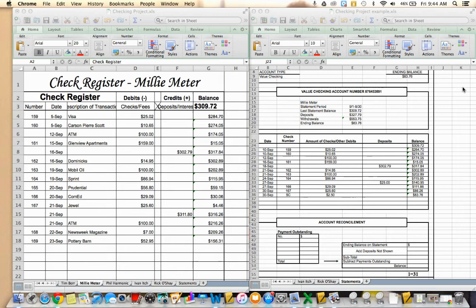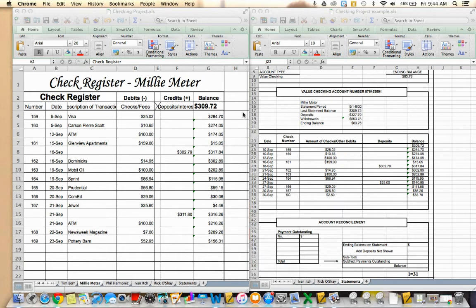Hi, this is Mrs. Ingersoll at Glenbrook North, and I'm going to be demonstrating how to do bank reconciliation for the Milie Meter problem. On the left side of my screen, you can see I have Milie Meter's check register, or her checkbook. On the right side, I have the bank statement.